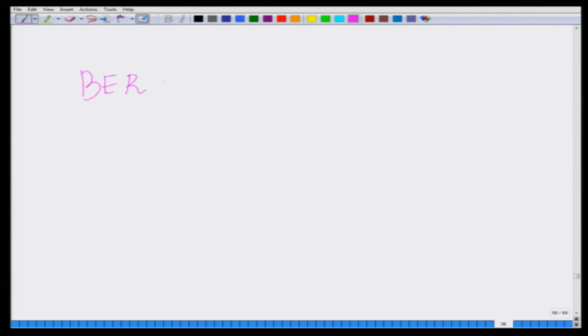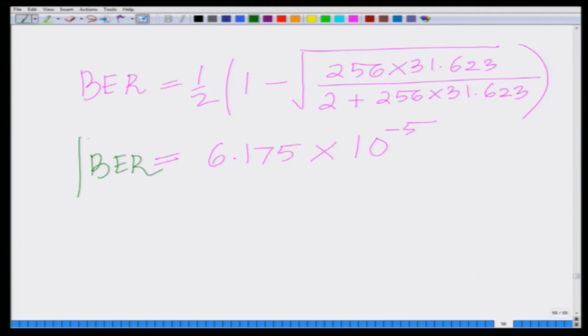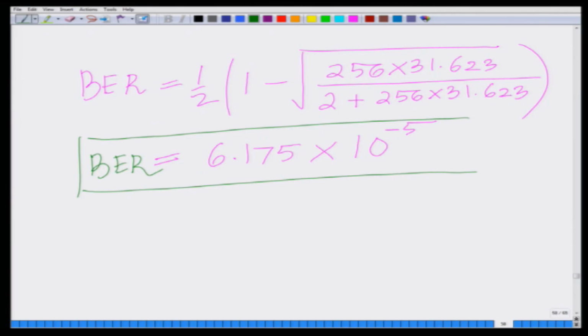And therefore the bit error rate equals half into 1 minus square root of 256 times 31.623 divided by 2 plus 256 times 31.623, which is equal to 6.175 into 10 to the power of minus 5. Therefore, my bit error rate equals 6.175 into 10 to the power of minus 5.